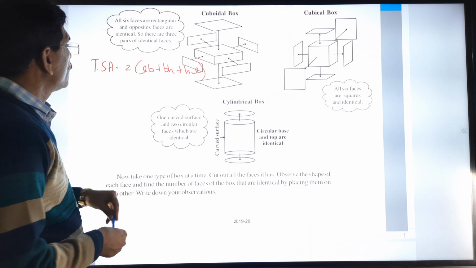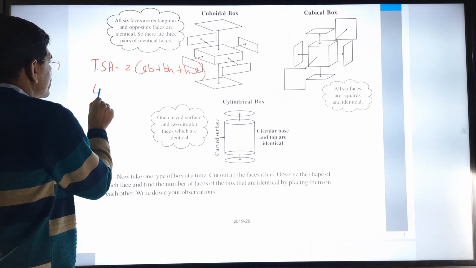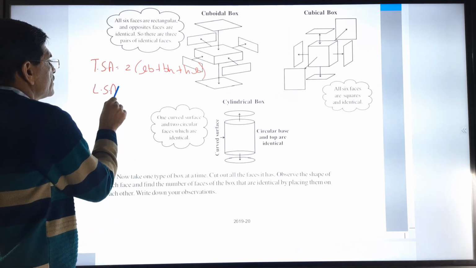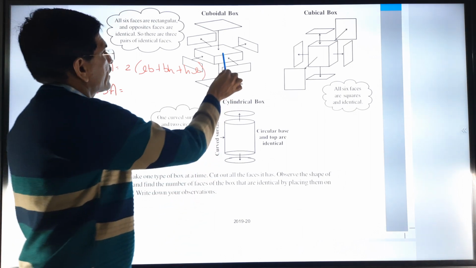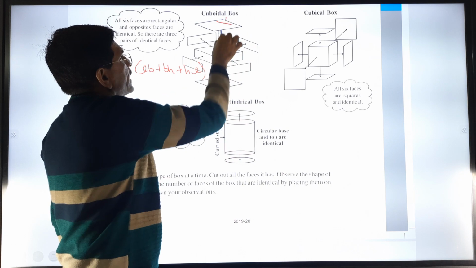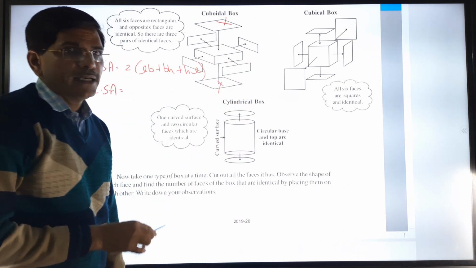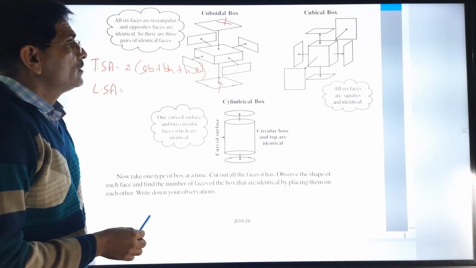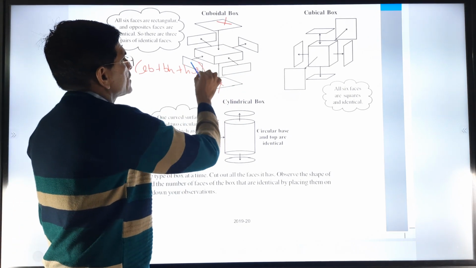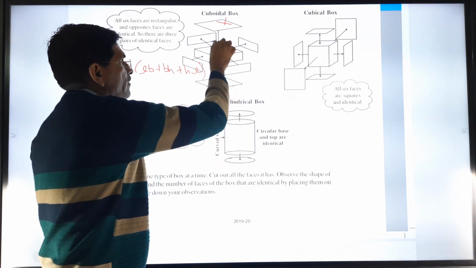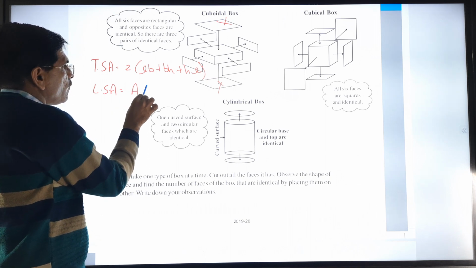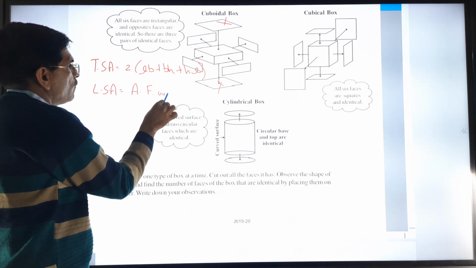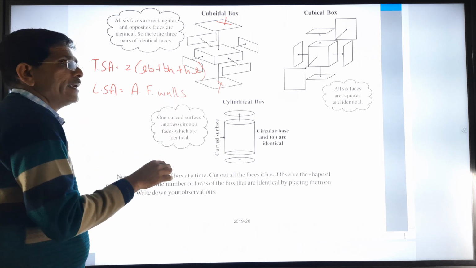Now, the lateral surface area. In lateral surface area, you will see lateral means only 4 sides. We have not taken top and bottom. Then what is the formula now? That is only 4 walls. So in another way, lateral surface area is also called area of 4 walls.